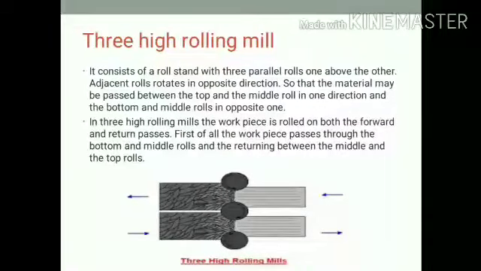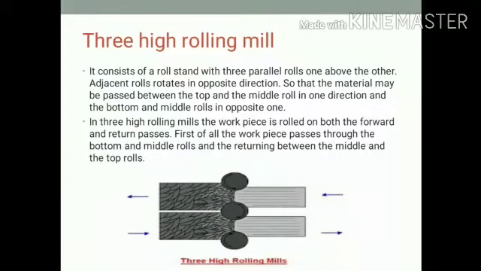The second type is the 3 high rolling mill. A 3 high rolling mill consists of a roll stand with 3 parallel rolls, one above the other. Adjacent rolls rotate in opposite directions so that the material may be passed between the top and the middle rolls in one direction, and between the bottom and middle rolls in the opposite one. In 3 high rolling mills, the workpiece is rolled on both the forward and return passes. First the workpiece passes through the bottom and middle rolls, and returns between the middle and the top rolls. This is a diagram of a 3 high rolling mill.